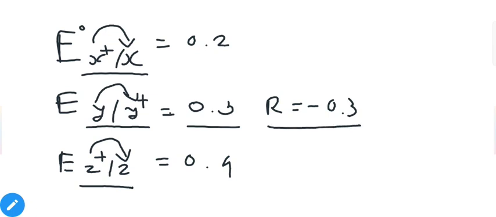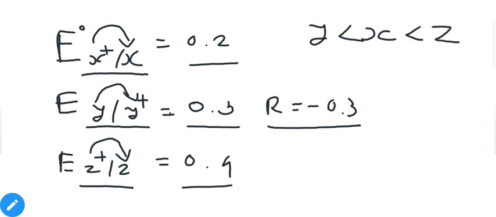So lowest reduction potential is for Y, then we have X, and then highest reduction potential for Z. Okay, so this is the increasing order of the reduction potentials. So that means X has a common nature to be oxidized and Z has common nature to be reduced. If Y is being oxidized, it will behave as reducing agent.